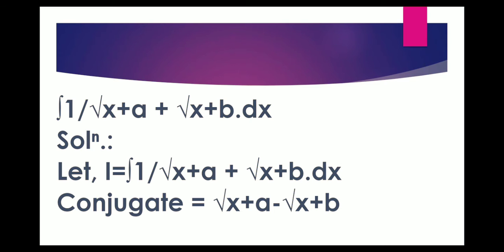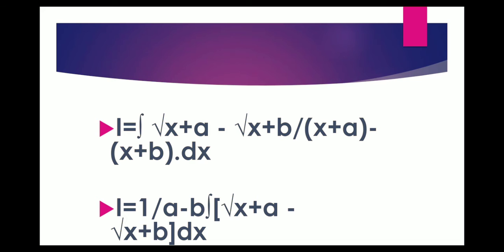Now rationalizing the denominator by multiplying numerator and denominator by the conjugate. The conjugate of under root of x plus a plus under root of x plus b is under root of x plus a minus under root of x plus b. Hence we get I equals integration of under root of x plus a minus under root of x plus b divided by x plus a minus x plus b into dx.